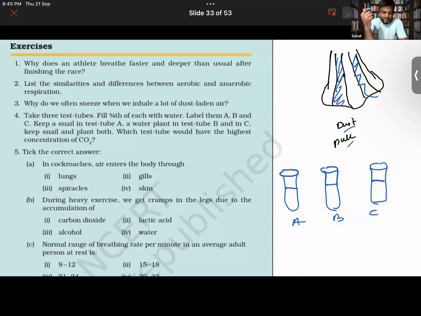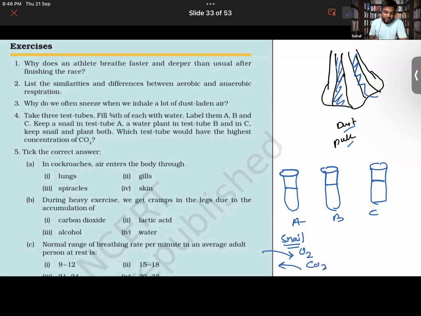We have taken 3 test tubes here, right? So I guess A will have the highest concentration of CO2. You have put a snail in A. A snail is the organism that breathes in O2 and breathes out CO2. Exactly. It will be taking in oxygen while giving out the carbon dioxide.